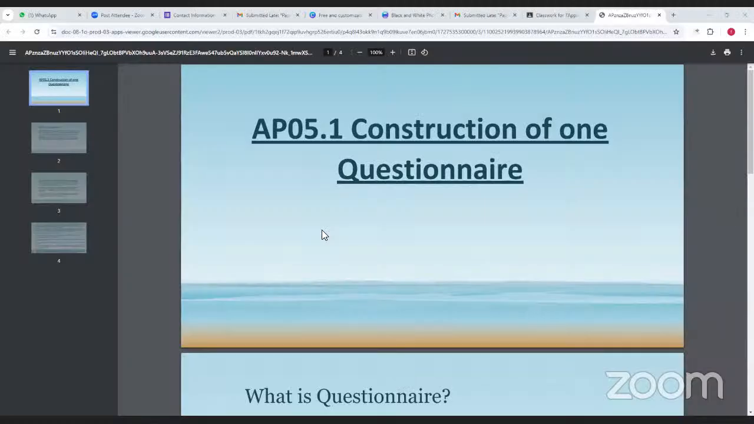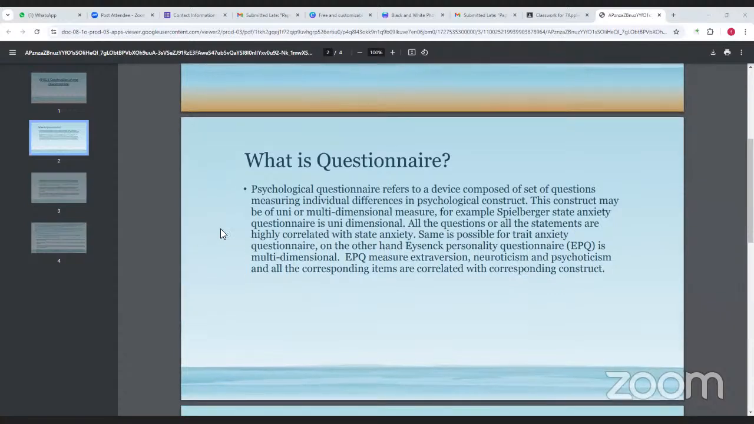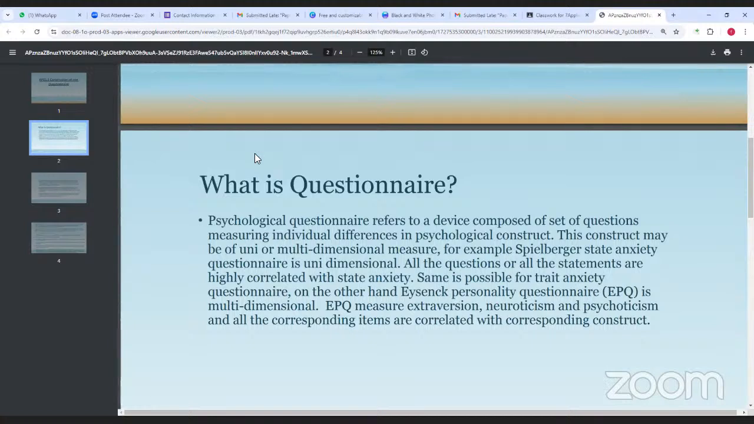Can share. Okay, sir. Sir, can you see? Yeah. So, Kavita, please read it.